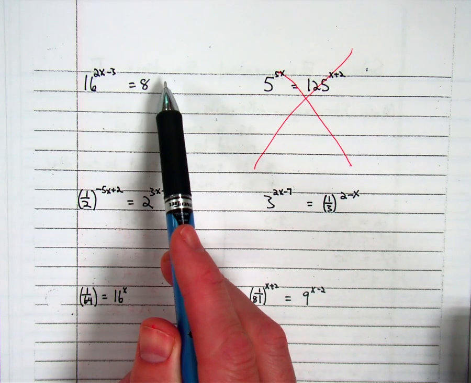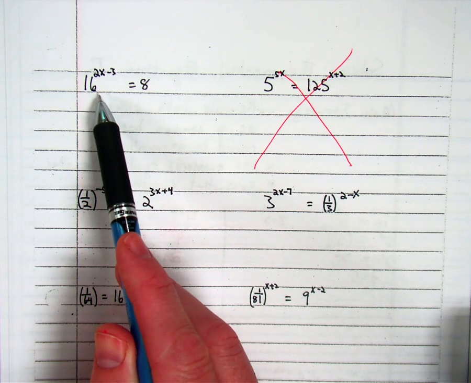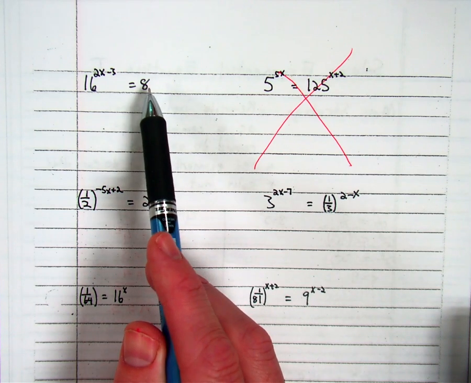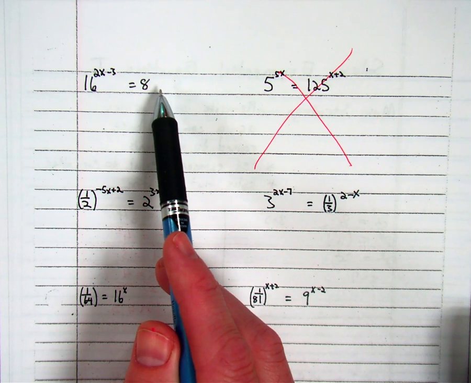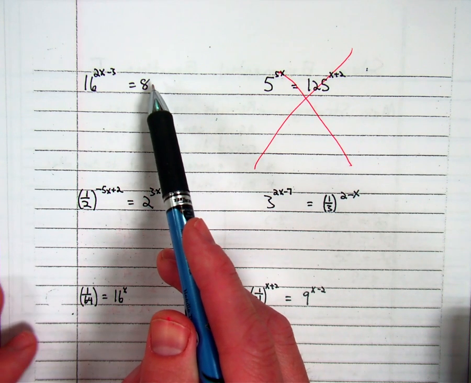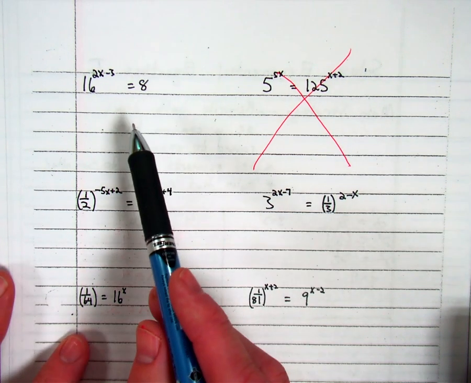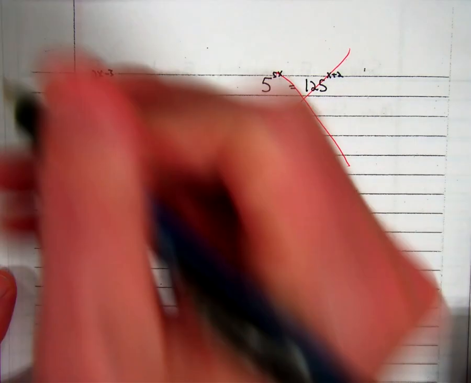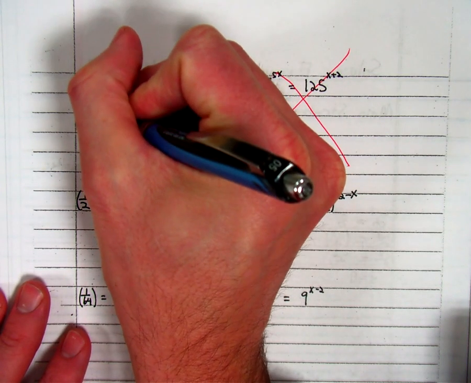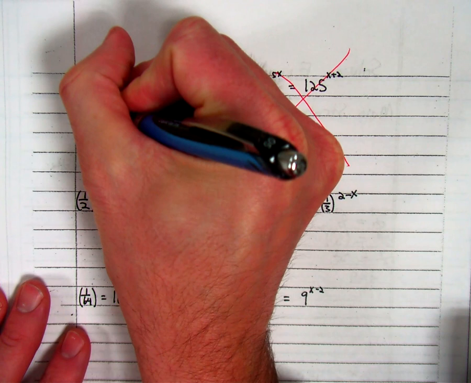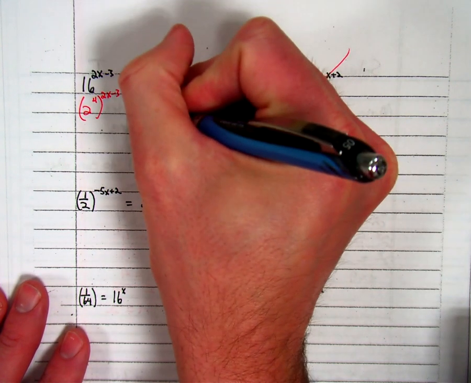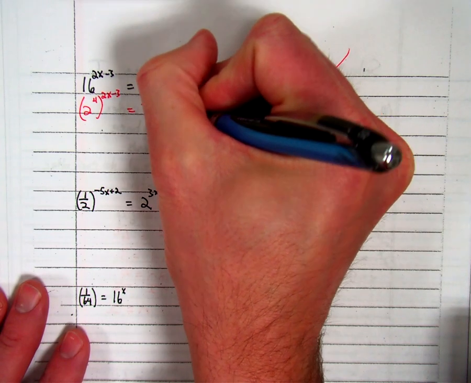So then maybe let's think, 16, that's 4 squared. Can I change 8 to be a 4? And again, you're stuck at 2 times 4 is 8, not 4 to a power equals 8. So then what? Go even smaller. We're going to have to change both of them down to be powers of 2. So 16 is 2 to the 4th power, with that 2x minus 3 still up there. And 8 is 2 to the 3rd power.